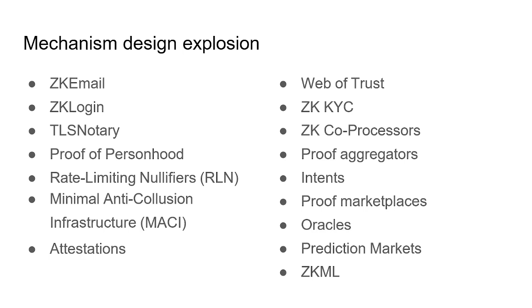And that's an attestation that is useful. Web of Trust is more of like attestations, but in a social context, where people signal trust across each other and they can build trust networks in a social graph environment. ZK KYC, ZK coprocessors, proof aggregators.